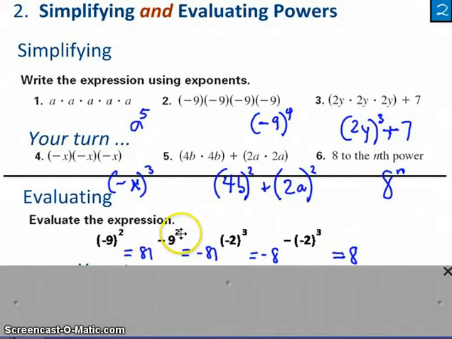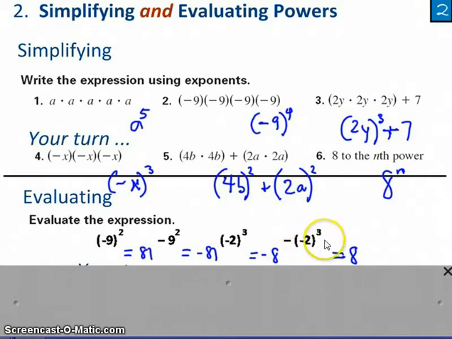In this case, the 2 is only applicable to what it's next to, which is the 9. So I've got 81 here, but I've got a negative that I haven't done anything with. So my answer is negative 81. In this case, the 3 does go to everything it's next to, but I've got an odd number of negatives. Negative times negative times negative remains a negative. And then 2 times 2 times 2 is 8, so my answer is negative 8.